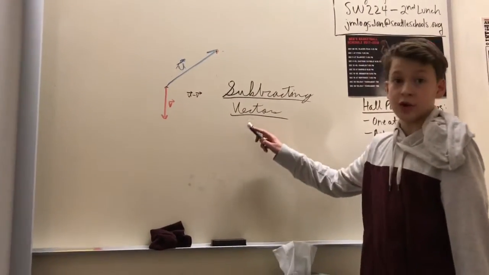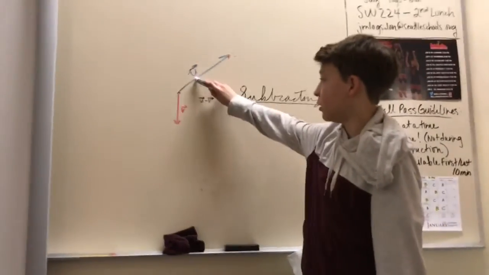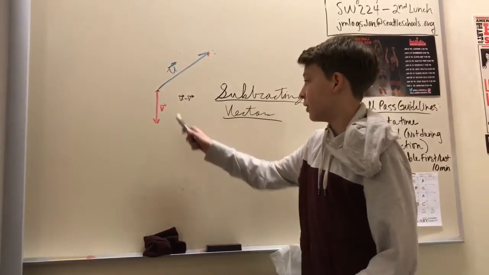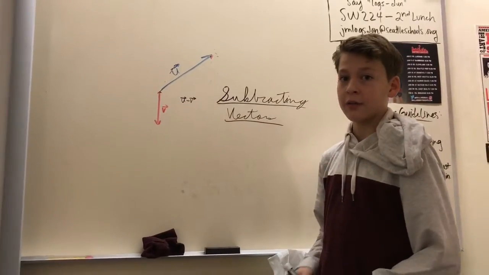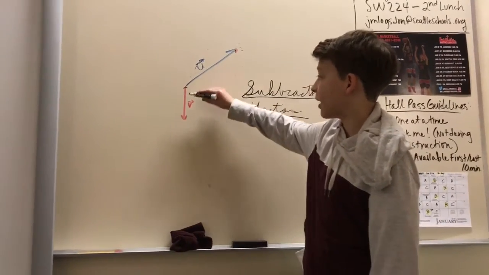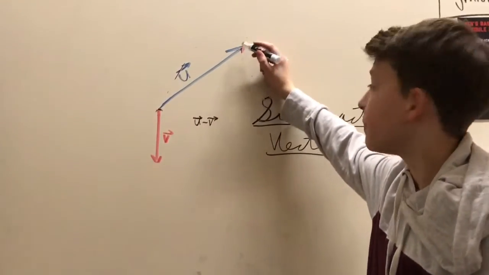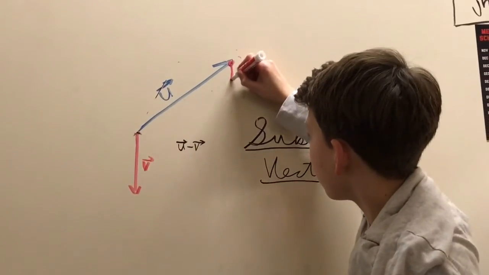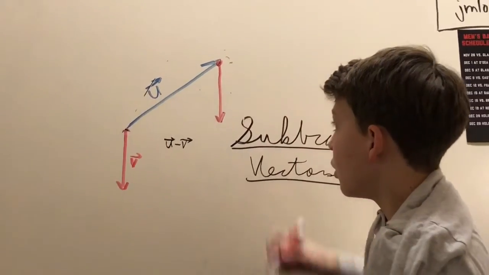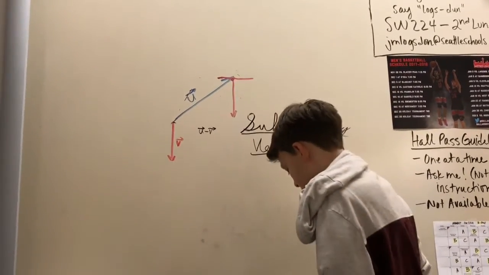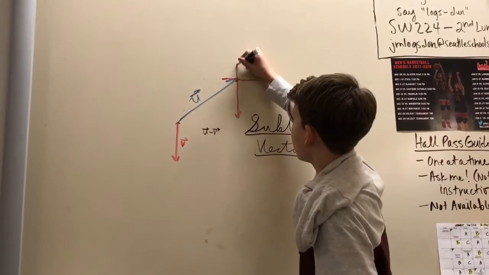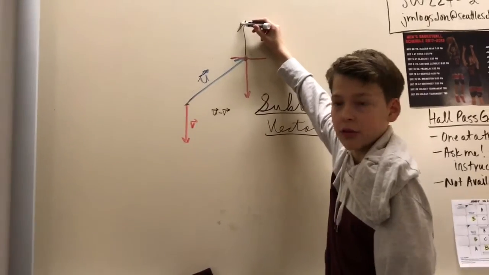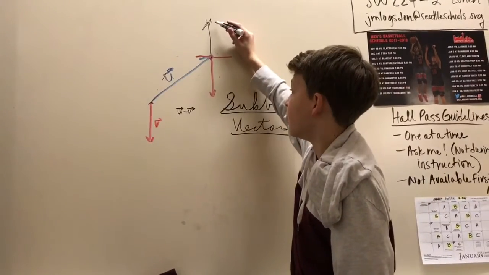So now we're going to talk about subtracting vectors. So here we have a vector u going up that way, a vector v going down that way. So to subtract them, we do what we normally do when adding. So we put the tail of vector v on the head of vector u. But now we will reflect it over there. So it's here. And this is the product of subtracting vector u from vector v.